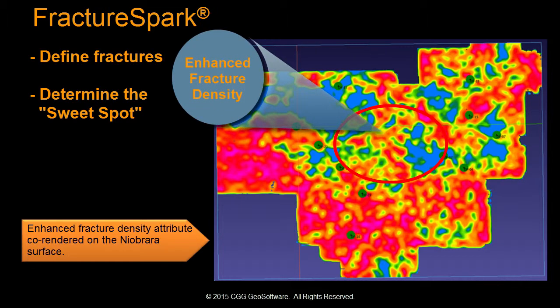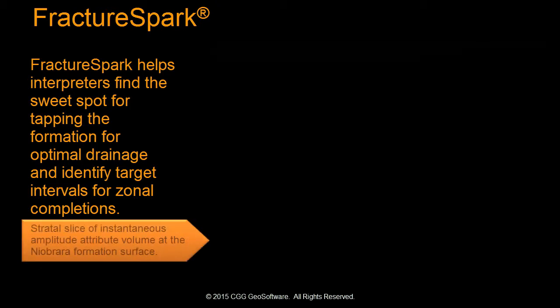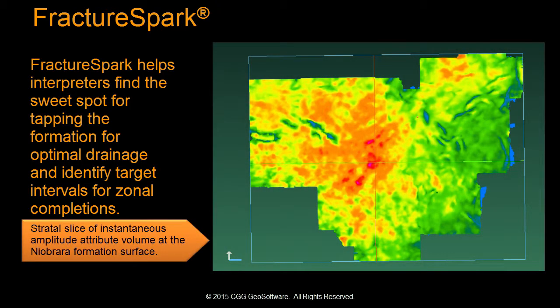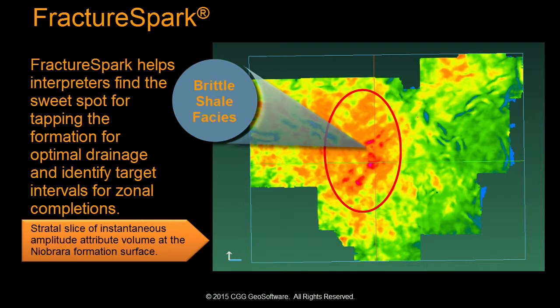Here the volume is co-rendered on the Niobrara surface and the enhanced fracture density area is highlighted in the red oval. FractureSpark helps interpreters find the sweet spot for tapping the formation for optimal drainage and identifying target intervals for zonal completions. Here we see a straddle slice of instantaneous amplitude attribute volume at the Niobrara Formation surface.